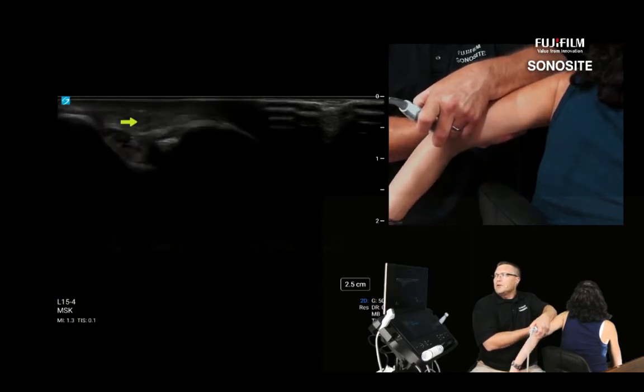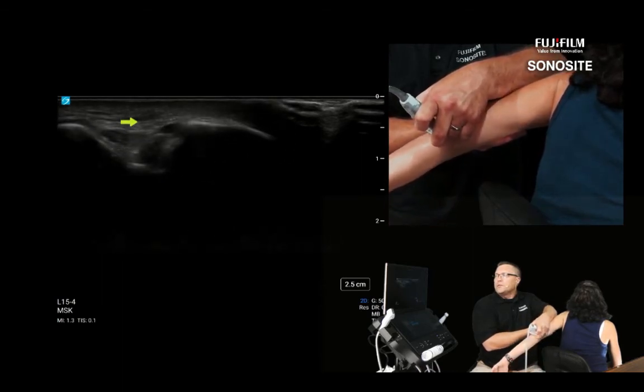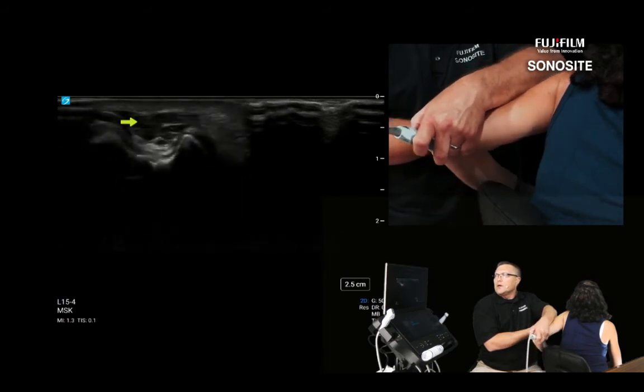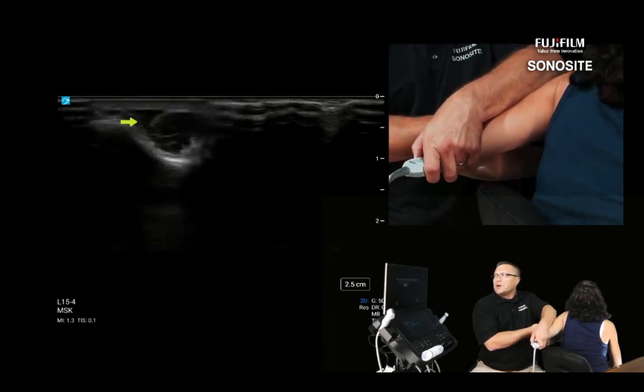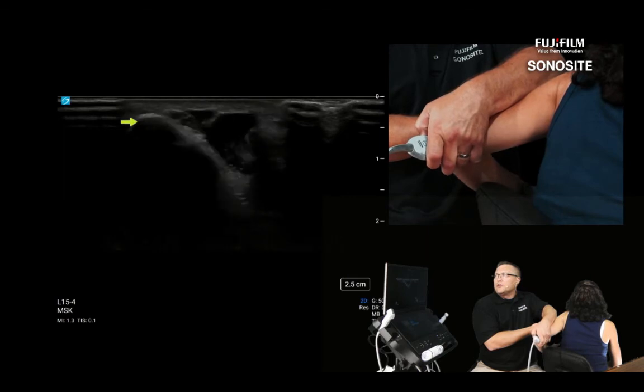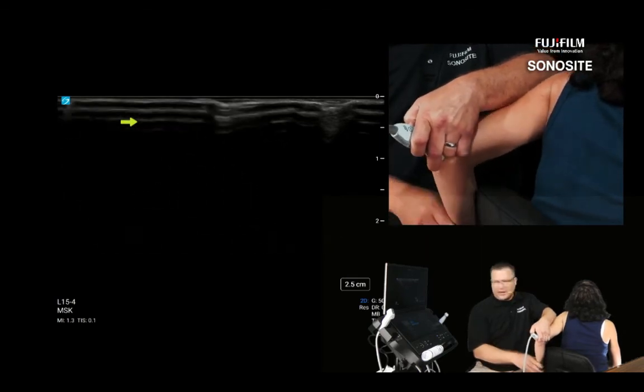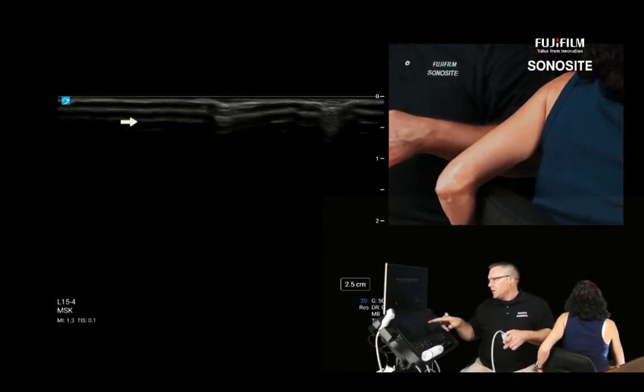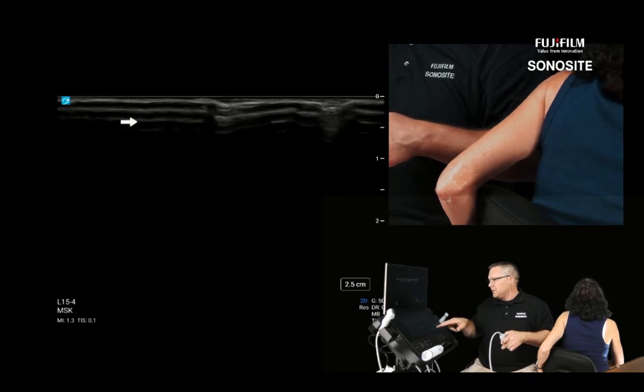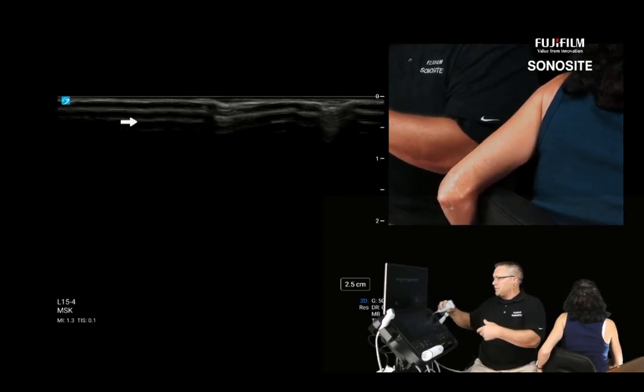low. But with this large footprint, go ahead and flex again. It can be a little bit cumbersome to manage for these smaller nerve exams. So what I'm going to do is just have her relax. We'll switch over to the very nice L19 transducer.